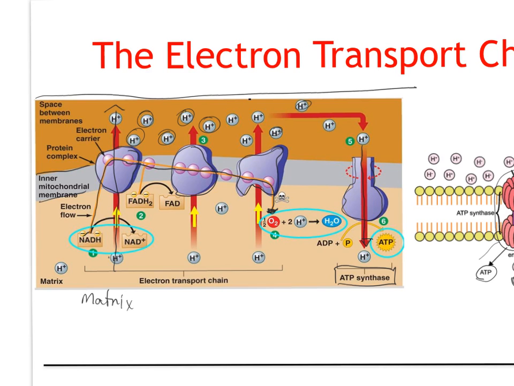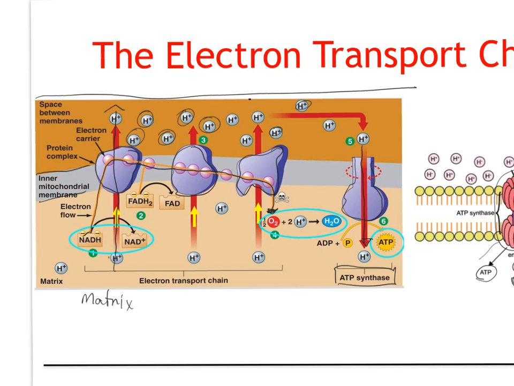It releases energy for hydrogen ions to be pumped from inside the matrix to the outside, across the inner membrane, and those hydrogen ions then diffuse from that high concentration back to the low concentration inside the matrix, and in that process they rotate the ATP synthase, and that produces the ATP.